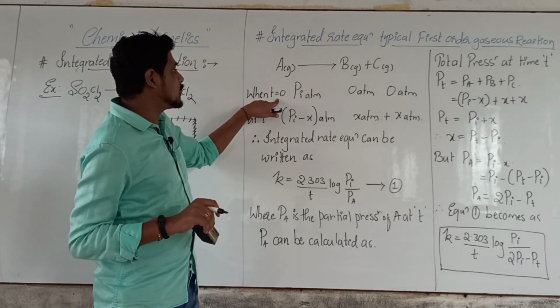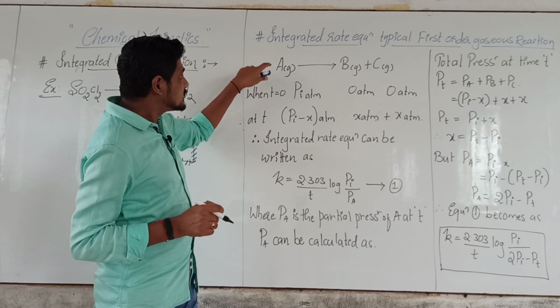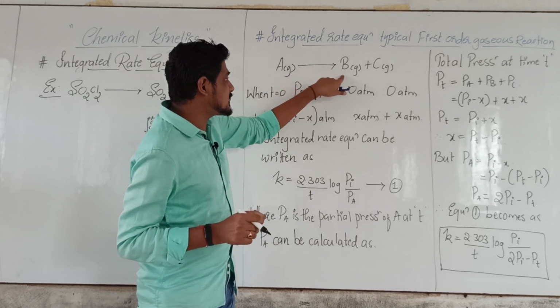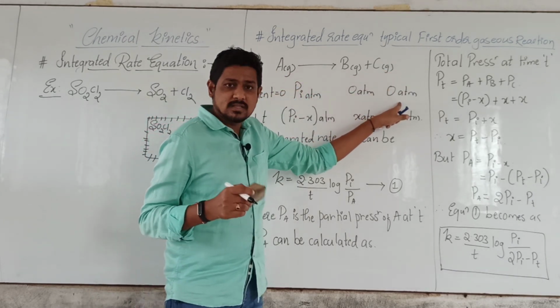When time is 0, the pressure is exerted only by this. So the pressure exerted by this is 0 and this also is 0.